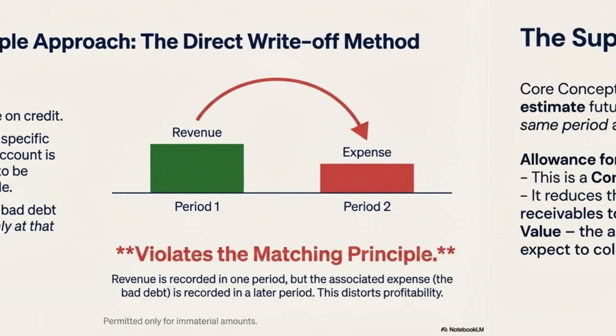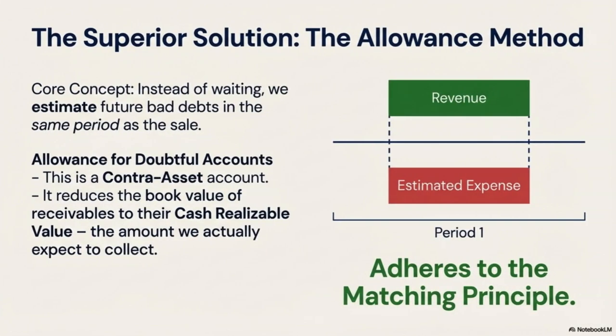Which brings us to the better solution, the allowance method. Yes. With this method, you proactively estimate future bad debts right away, in the same period as the sale. You use management's best informed judgment. And how do you track that estimate? It's housed in a really important account called the Allowance for Doubtful Accounts.